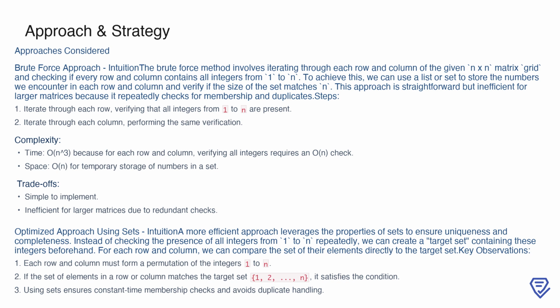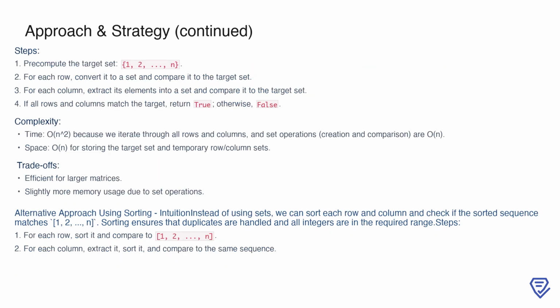To address these limitations, we explore an optimized approach using sets. The optimized approach utilizes pre-computed sets to improve efficiency. First, we create a target set containing all integers from 1 to n. This target set represents the required elements that each row and column must contain. Then, for each row, we convert its elements into a set and compare it to the target set.